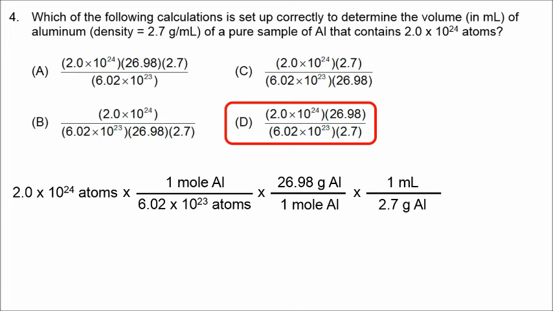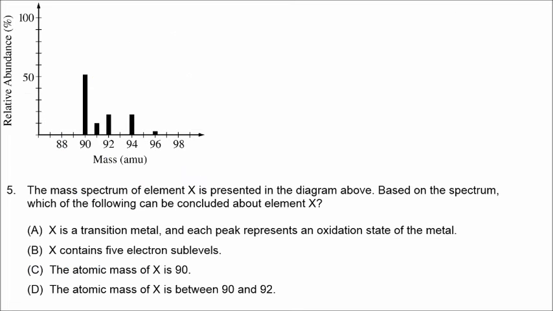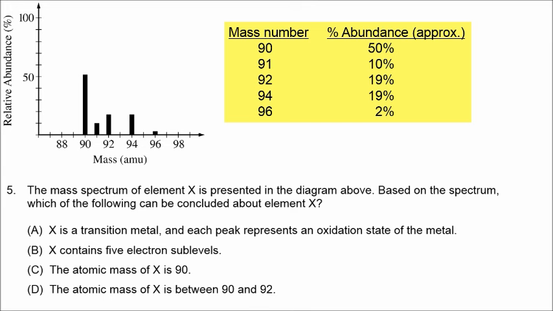All right, on to number 5. This gives us a mass spectrum of an unknown element. Each of those bars on that graph refers to a particular isotope of this element. So 90, 91, 92, 94, and 96 are the different isotopes that occur naturally. The height of that particular bar is going to tell us the relative abundance. So this is the data that we get from this graph.